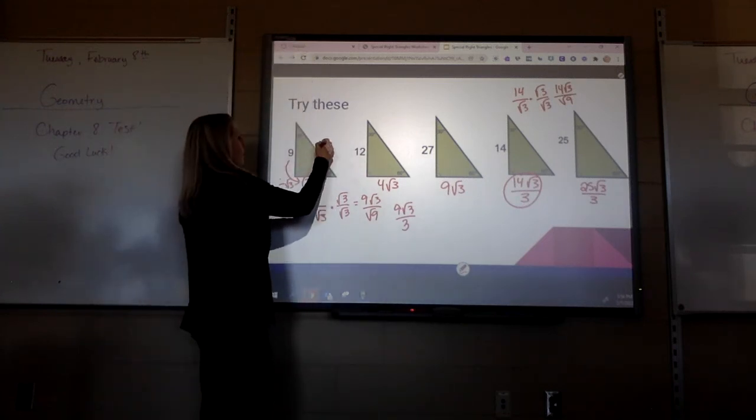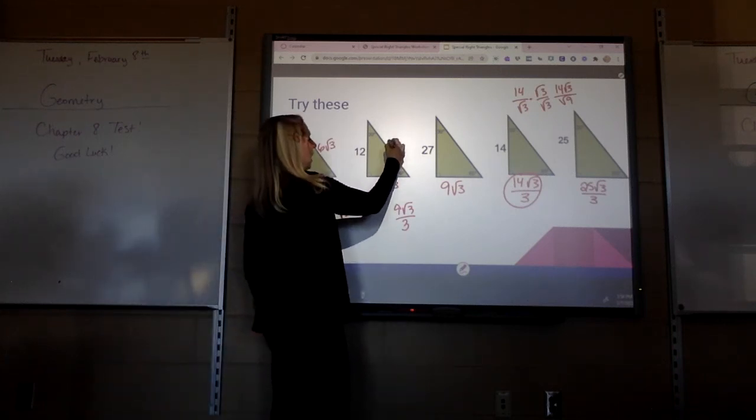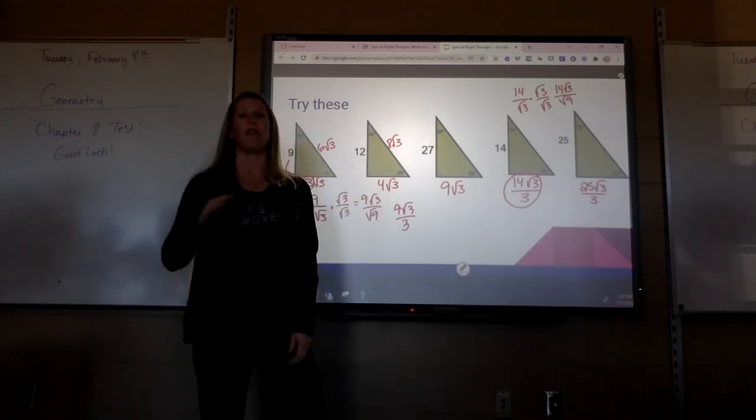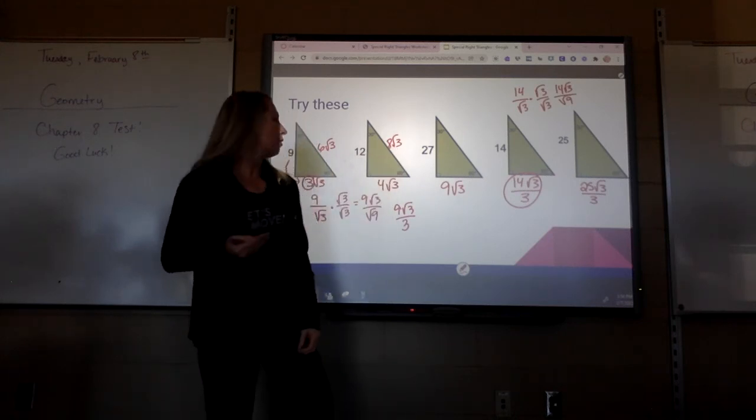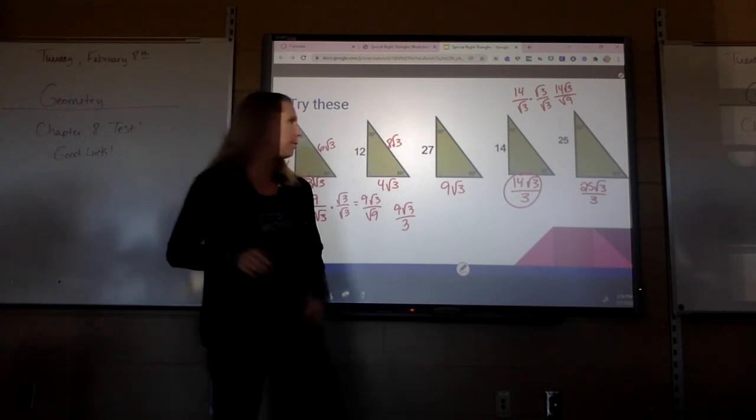So 3 times 2 is 6. It would just be 6 radical 3. 4 times 2 is 8, 8 radical 3. So don't leave off the radical. It would be like doing 4x times 2. That would be 8x. So keep the radical there.